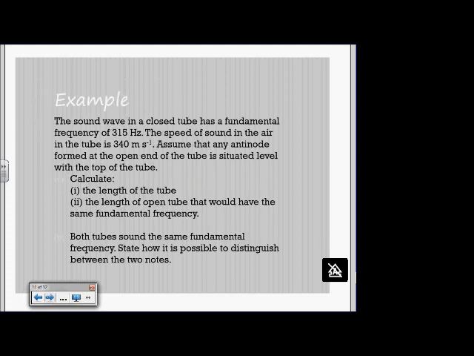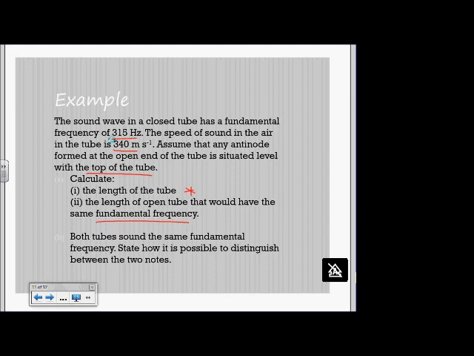Third example. Sound wave, closed tube, fundamental frequency 315 hertz. Speed of sound in the air 340 meters per second. Antinode formed at the open end of the tube, situated level with the top of the tube. So we're ignoring end effect again. You've got to work out the length of the tube. I think you should be able to do that. Then the length of the open tube that would have the same fundamental frequency. So first the length of the tube if it's closed, and then if it had been open, you're going to have to change the length of the tube to give you that same frequency. And then both tubes sound the same fundamental frequency.